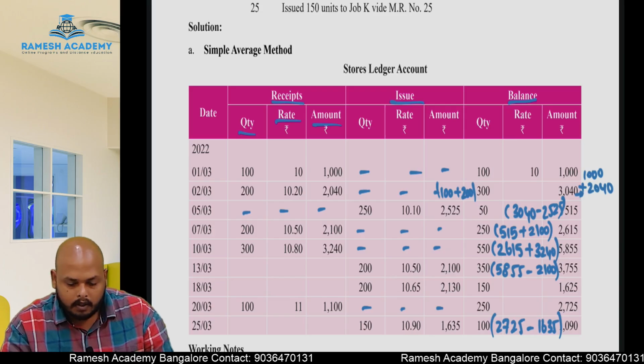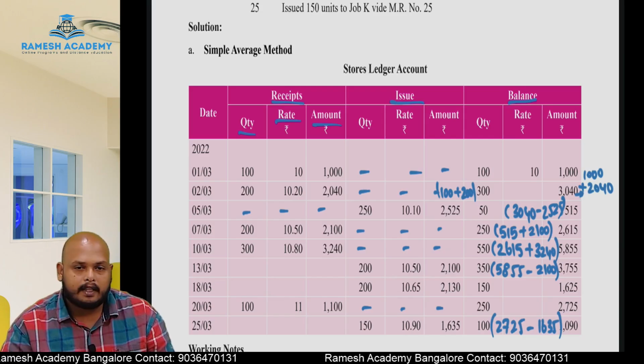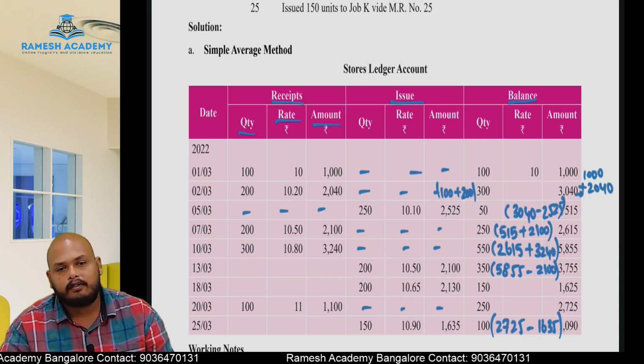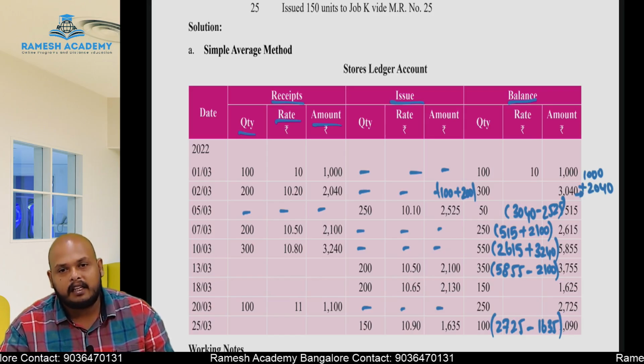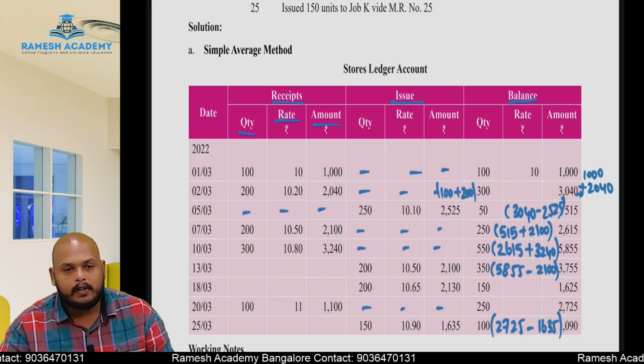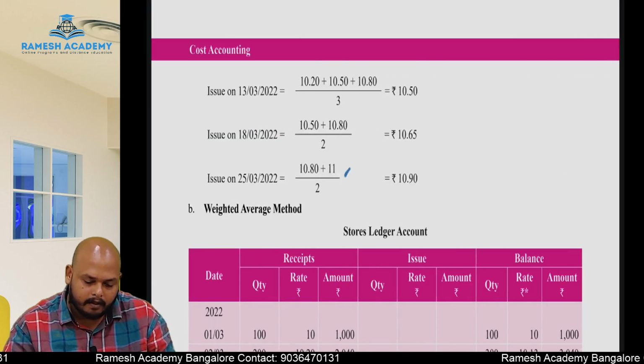That's all. So this is how you have to calculate the simple average price method. In the simple average price method, you have to calculate the issue price on the basis of averages. But while doing the average, be careful. Be careful while doing average. That is the most important thing here.